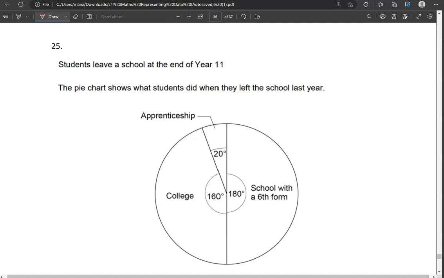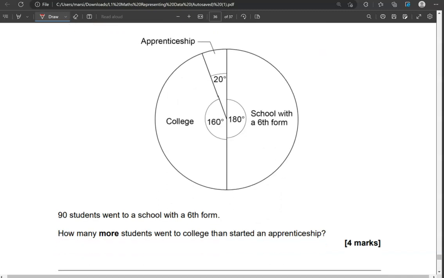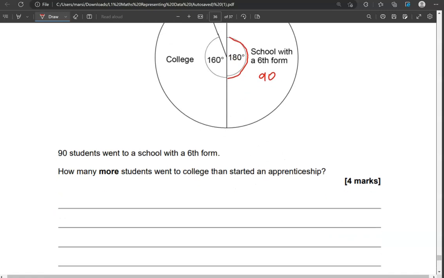Students leave the school at the end of year 11. The pie chart shows what students did when they left the school last year. 90 students went to school with a sixth form. How many more students went to college than started an apprenticeship? So that is 90 students here, represented by 180 degrees. So 180 degrees equals 90 students in this case. 90 is half of 180, so the number of students is half the number of degrees.